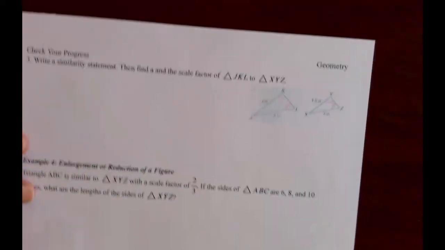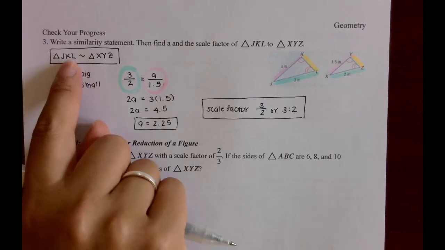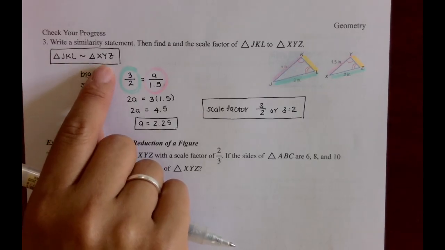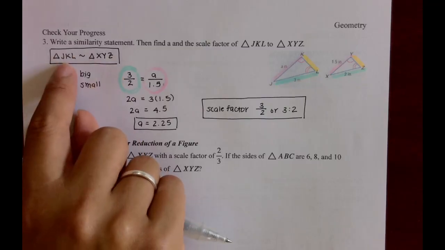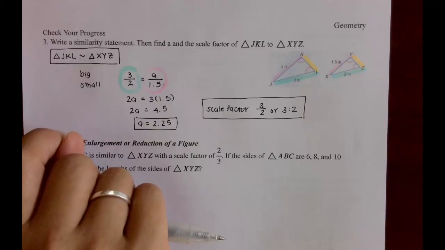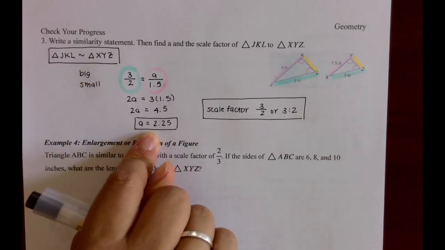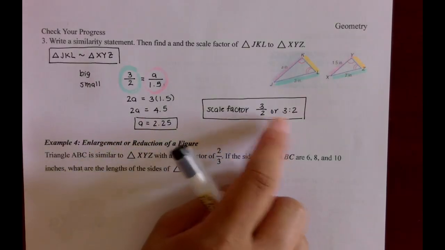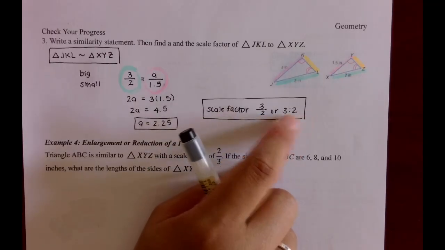Okay, so why don't you try CYP3, and once you're done, come check the answer. Okay, you should have gotten this as your similarity statement. Triangle JKL is similar to triangle XYZ, or something that corresponds to that. Just remember J corresponds with X, K corresponds with Y, and L corresponds with Z. So the order has to match up. Okay? And then for A, you should have gotten 2.25. And the scale factor is 3 over 2 or 3 to 2, whether you write it as a fraction or as a ratio like this.